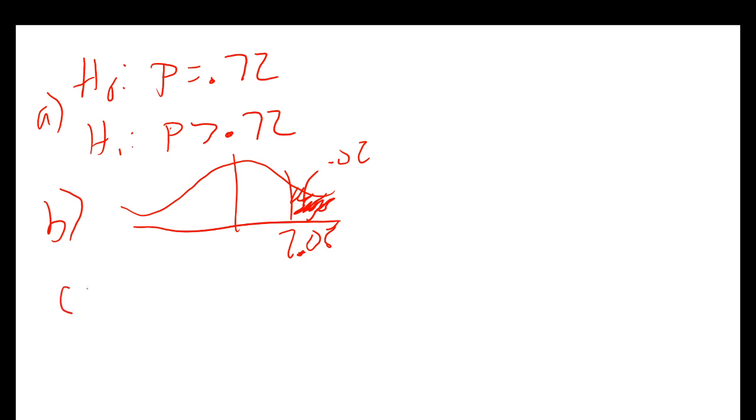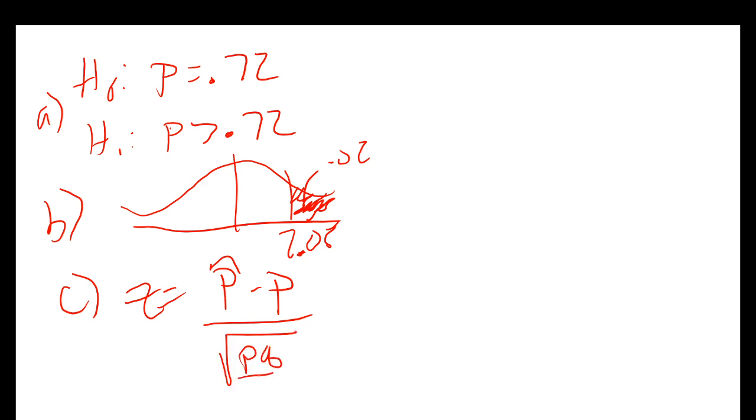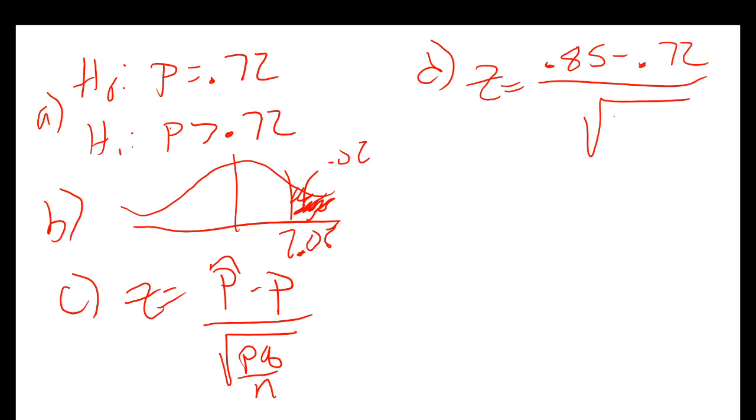Part C. Z equals p hat minus p over the square root of pq over n. Part D. Z equals 0.85 minus 0.72 over the square root of 0.72 times 0.28 over 100.